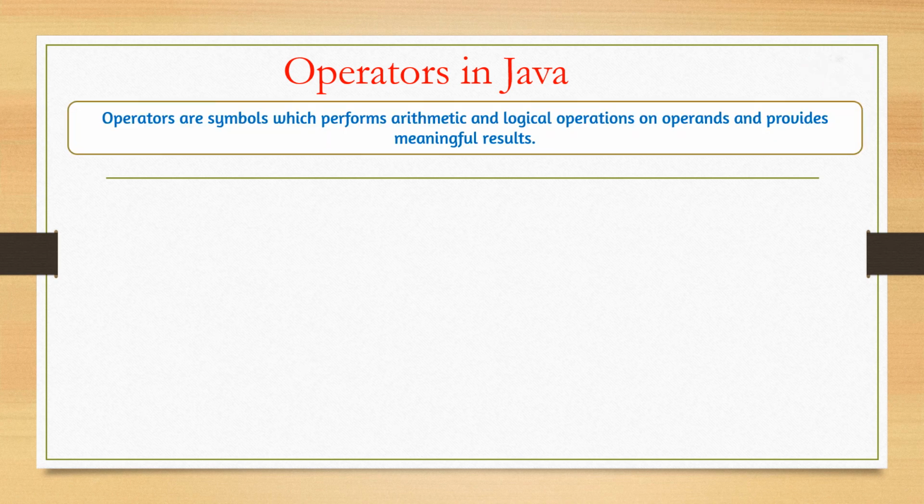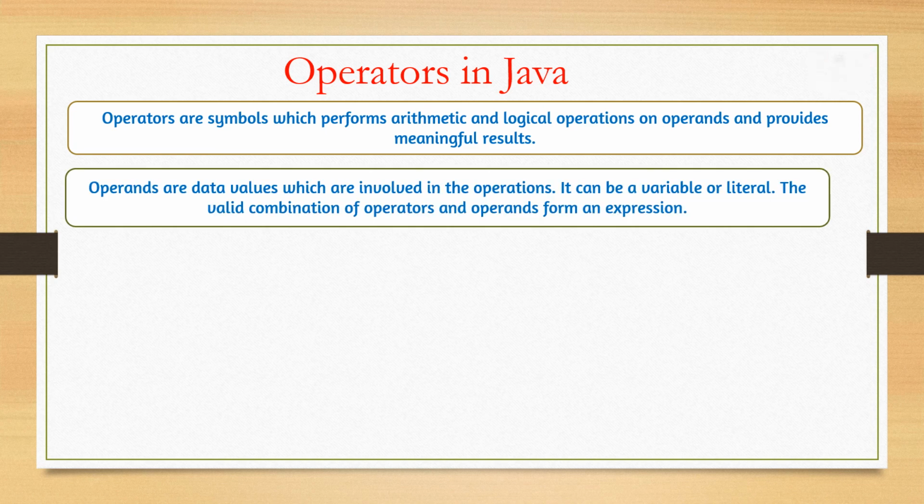So definitions, what can come: it is the definition of operators. They can ask what is an operator with example. Operators are the symbols which perform arithmetic and logical operations on operands and provide the result. And operands are data values which are involved in the operation. That means it can be a variable or a literal.